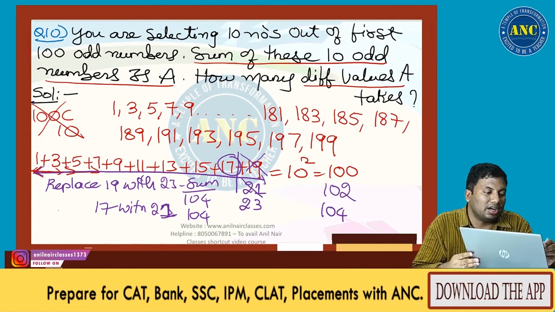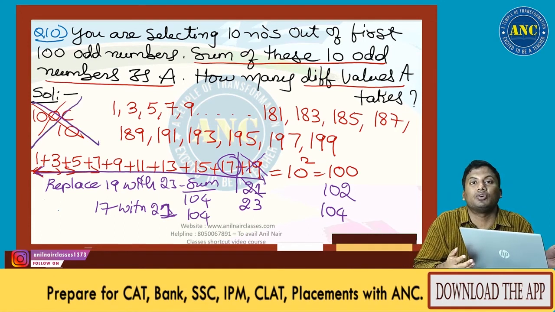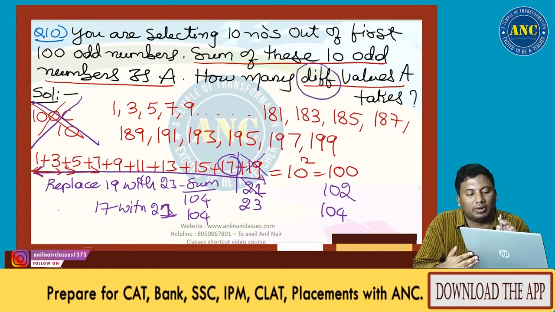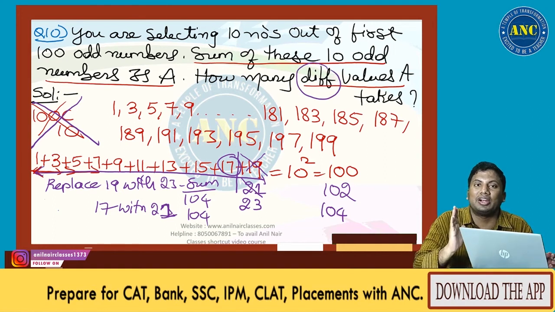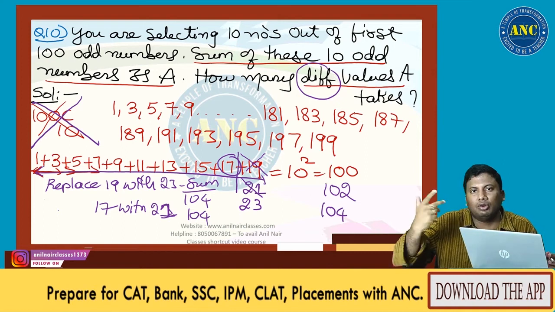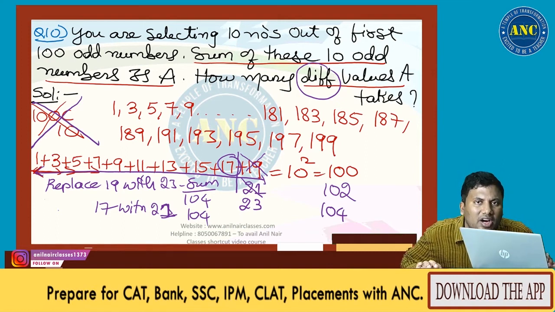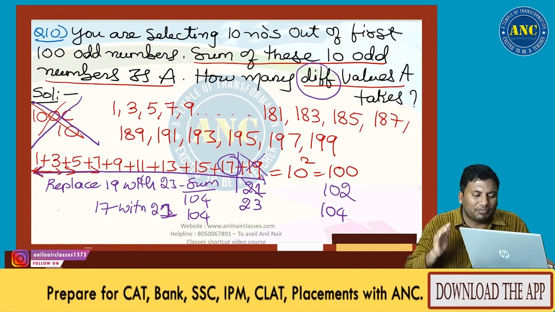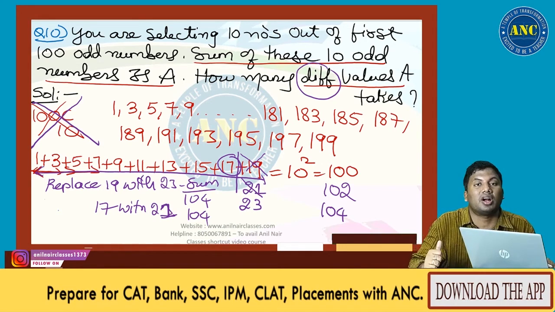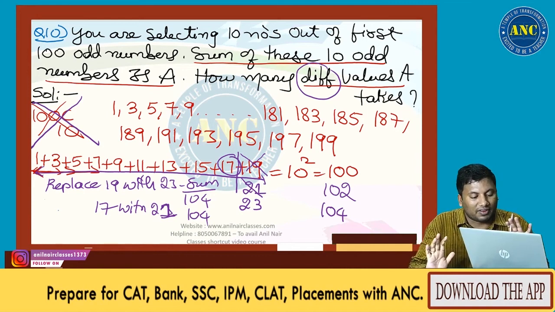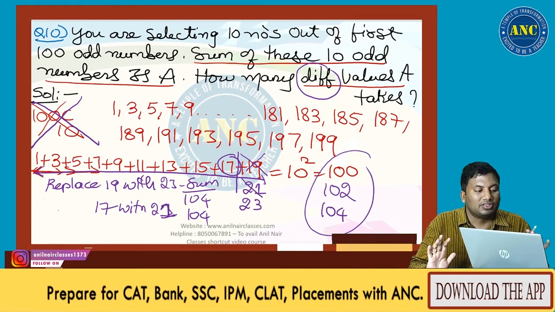That means every NCR will not give you a unique value. There could be a repetition. Are you all with me? Why 100 C10 is incorrect? I hope you got it. With 100 C10, every value will not give me a unique one. If I replace 19 with 23, I got 104. If I replace 17 with 21 also, I got 104. So the first thing is I am getting all even numbers. The second thing is the answer is not 100 C10.